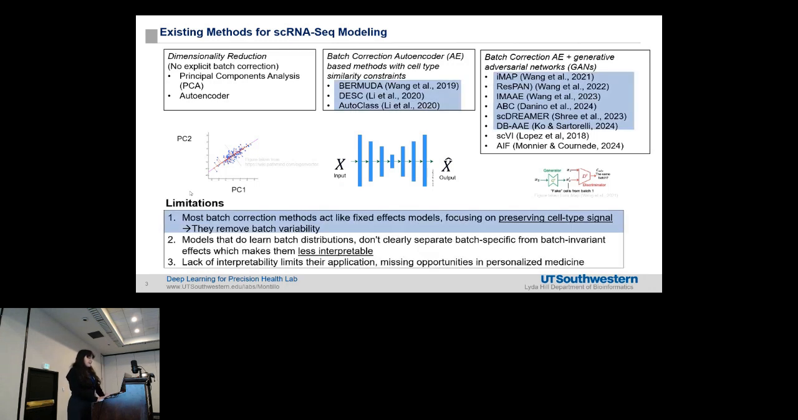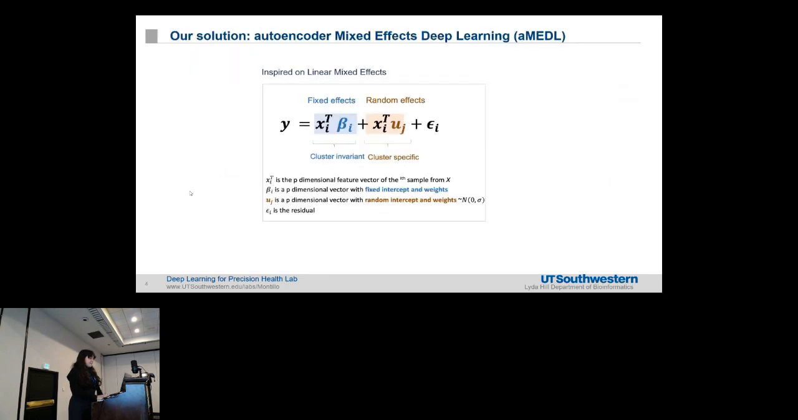Some limitations are that most batch correction methods act like a fixed effects model, focusing on preserved cell type signal, but they remove batch variability. And models that do learn batch distributions don't clearly separate batch specific from batch invariant effects, which makes them less interpretable. And this lack of interpretability limits their application, missing opportunities in personalized medicine.